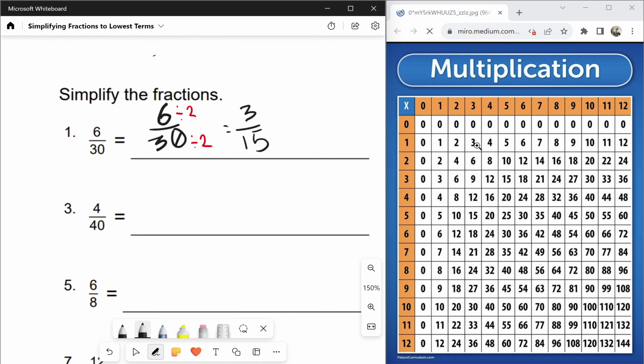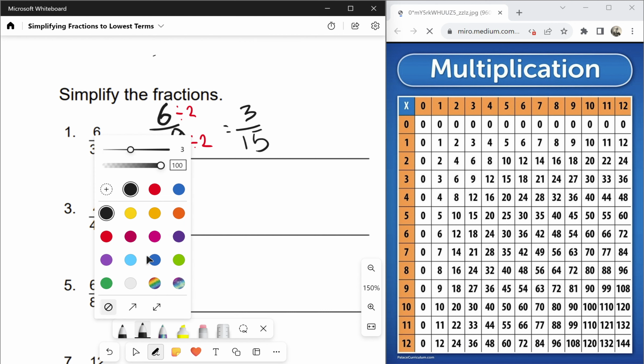So I remember, 3 can be divided by 3, and it'll give me 1. 15 can be divided by 3, and it'll give me 5. So that means the number I want to divide both by and end up with a whole number is going to be 3. Because I can see on my multiplication table, well, 3 can be divided by 3 here, and 15 can be divided by 3 here. So let's see what that gives us.